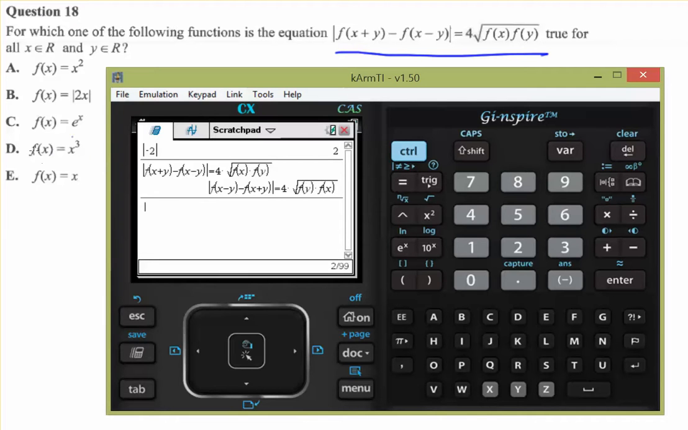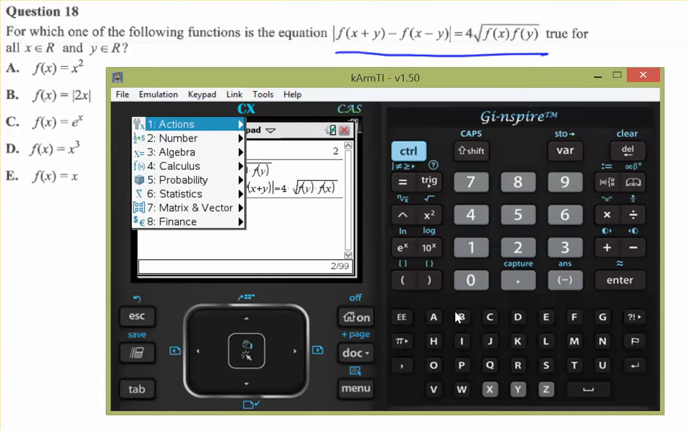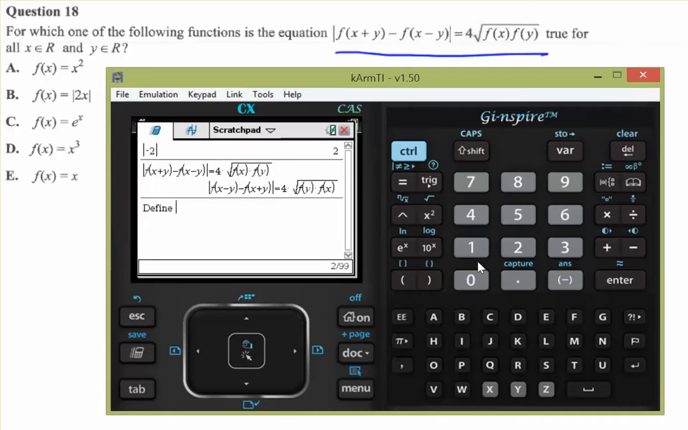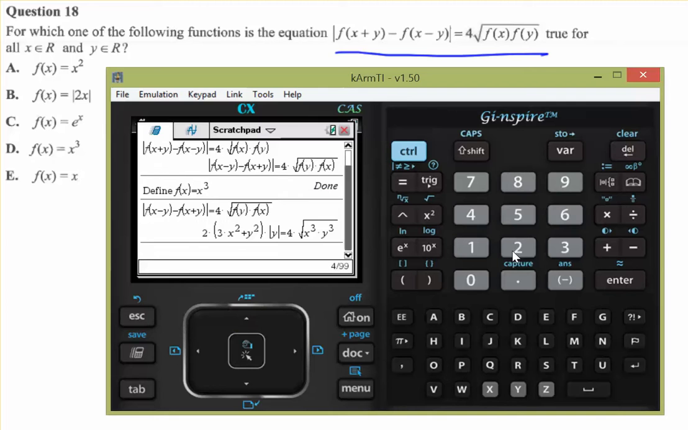So let's try x cubed. I have a feeling that f of x equals x cubed satisfies this equation. Well, we can define x cubed as our function. f of x equals x cubed. And then we can jump up here and grab this equation, and we can see it doesn't tell us true. It does some working out, and no, it's not x cubed.